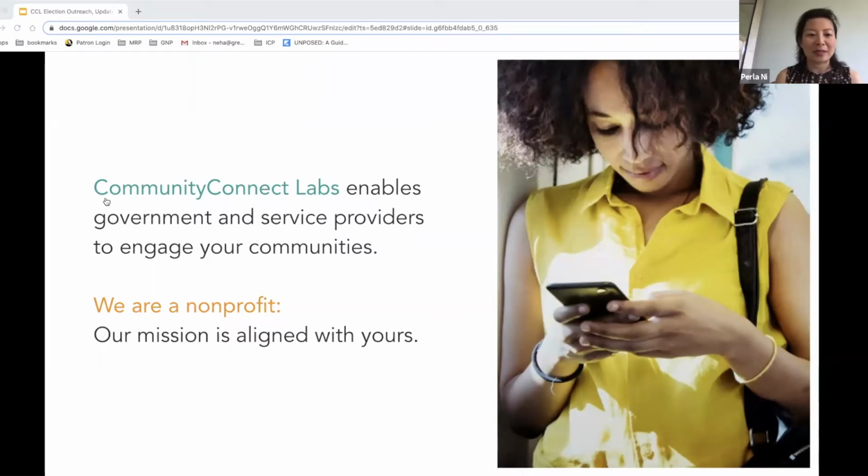So a little bit about us, CommunityConnect Labs. We work exclusively with nonprofits and governments to help you engage your communities. We are a nonprofit, so our mission is totally aligned with you. Our work is to improve the health and welfare of our country.